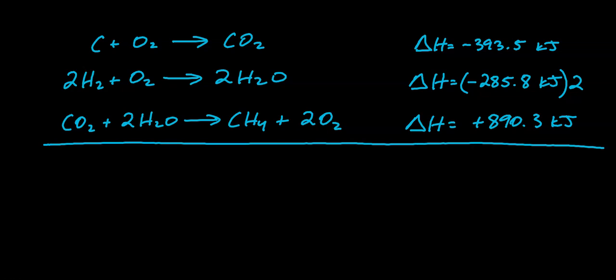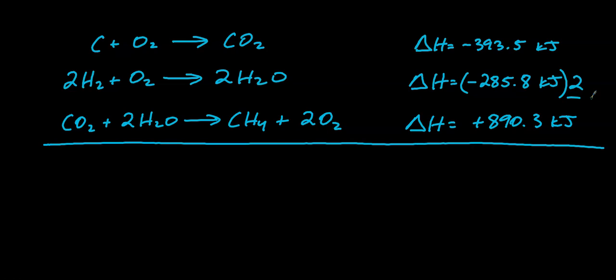Why by 2? Well, if we look in equation number 3, we have 2 waters that need to cancel. And in equation number 2, we only have 1 water. So I want 2 waters here so that it will cancel. And because I'm multiplying that whole equation by 2, I must also multiply the delta H by 2. Equation number 3, I want CH4 on the right side. So I've taken that equation, turned it around, changed it from negative 890.3 kilojoules to positive 890.3 kilojoules.